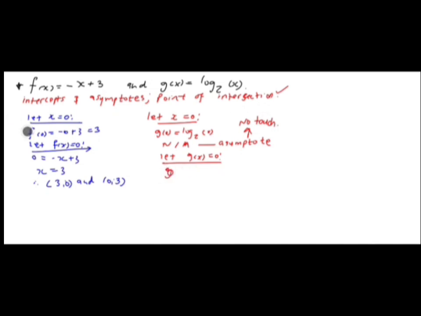Now we let g of x be 0 and see what that gives us. 0 equals log base 2 of x, laws of exponents. Anything to the power 0 is 1. So that means our x-intercept is (1, 0). Now all this information can be drawn right here.